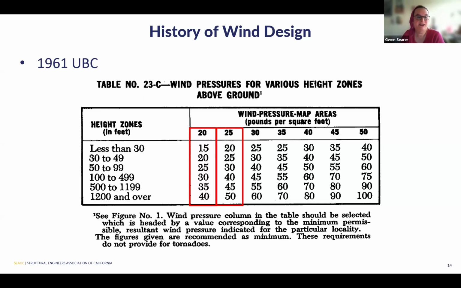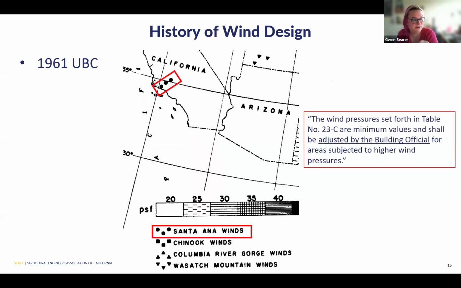Along the coast, you'd use somewhat higher loads. You can see here, there's not a lot of significant figures, right? Everything's multiples of 5 PSF. Pretty simple. There is, for the first time, some sort of mention of Santa Ana winds, which affect Southern California. These pressures, there is a little caveat that says the wind pressures from that table shall be adjusted by the building official. Doesn't tell the building officials how to do it or what number to pick, but it leaves it up to the building official to decide.